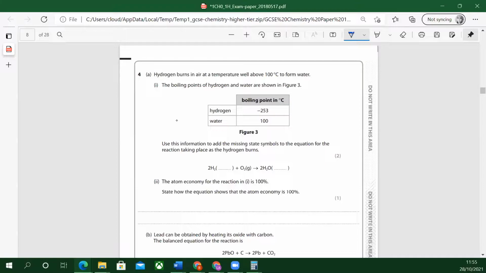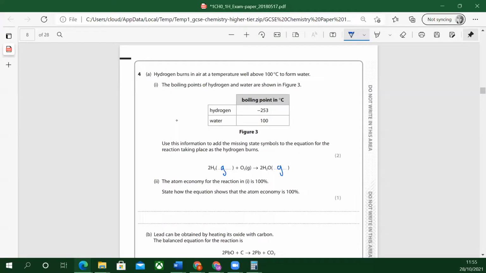Well, we're assuming it's in normal conditions. So hydrogen's a gas, so G for gas, plus oxygen goes to water. Remember, it said it burns well above 100 degrees. So the water, in this case, would be water vapor, steam, so also a gas. So both G's, that's nice and easy.